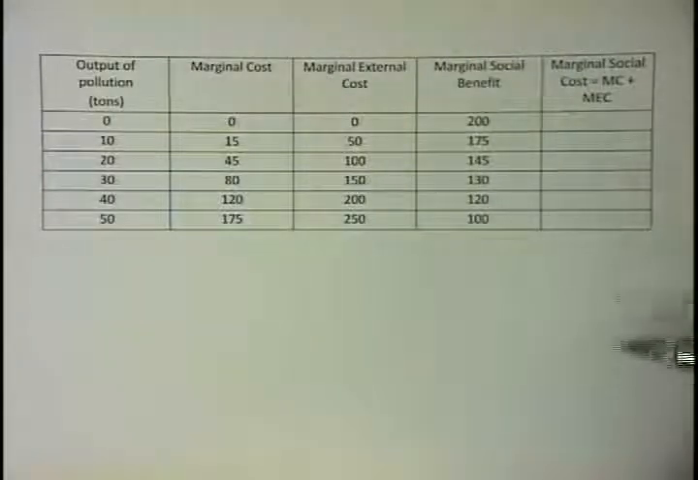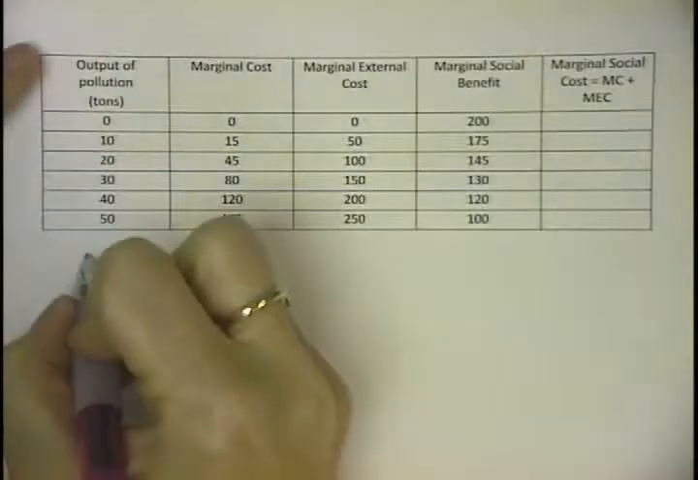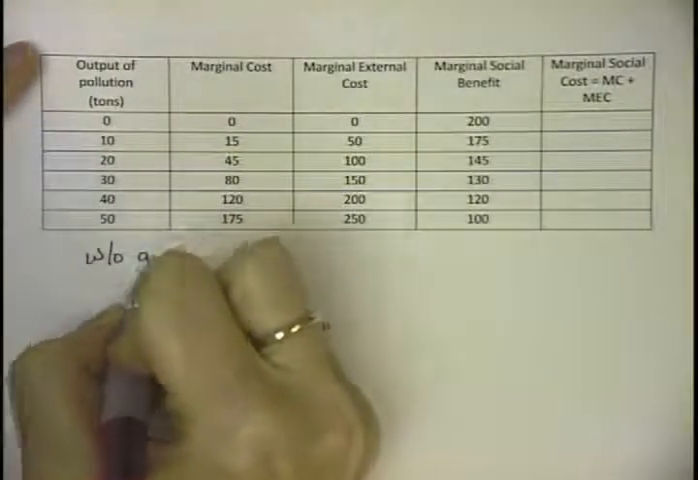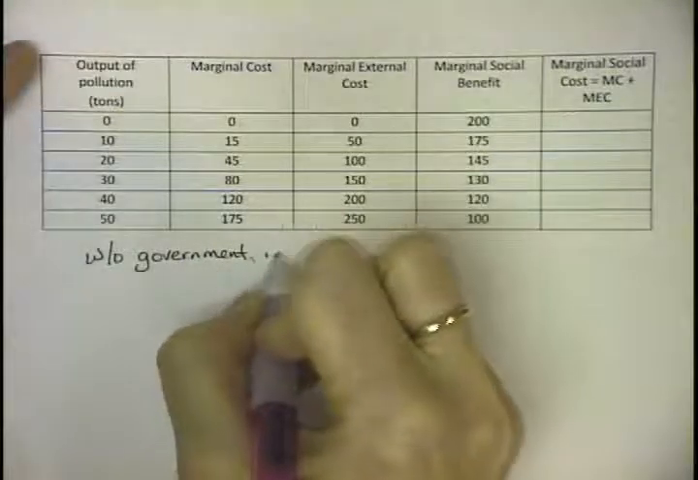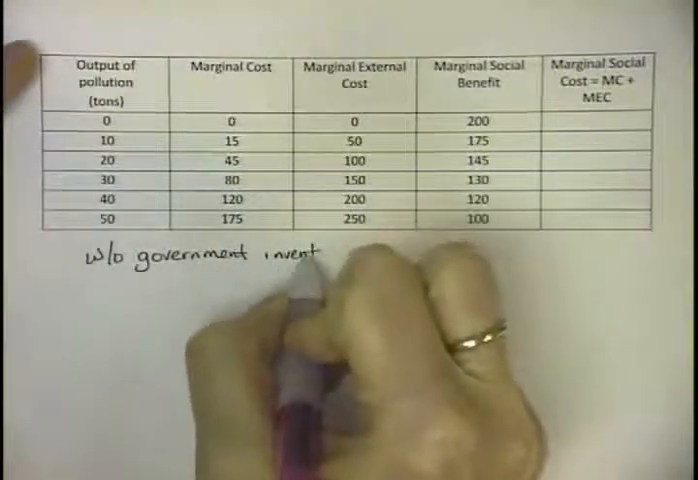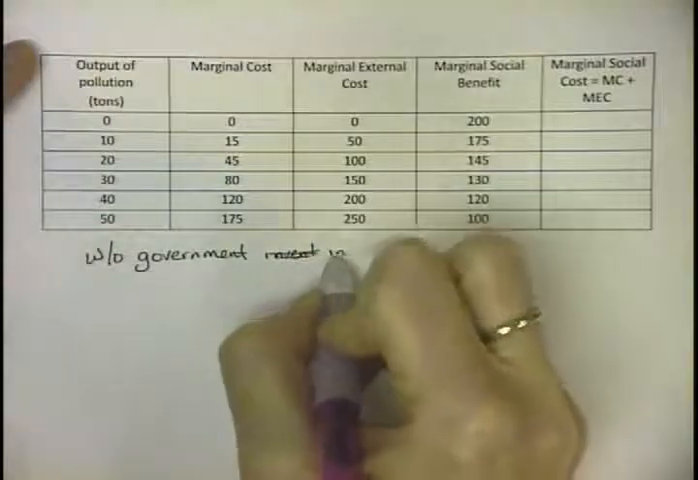Again, just like we did with marginal benefit, we're going to try to figure out the efficient amount of production. We're also going to try to figure out, if there's no government regulation, how much are we going to end up producing. So let's start with that. Without government intervention, we are going to produce... and I spelled this wrong, sorry, intervention.